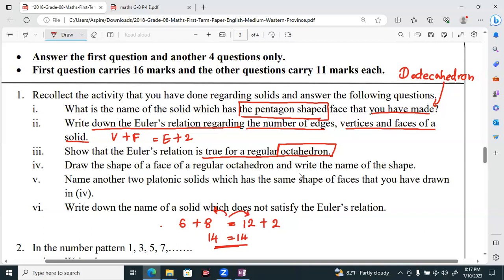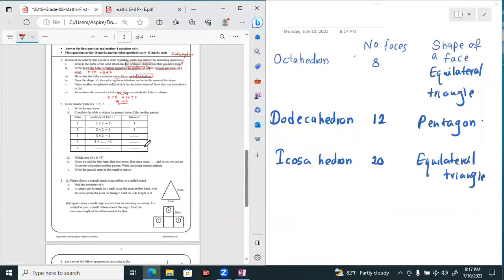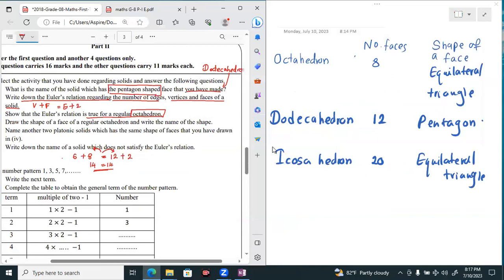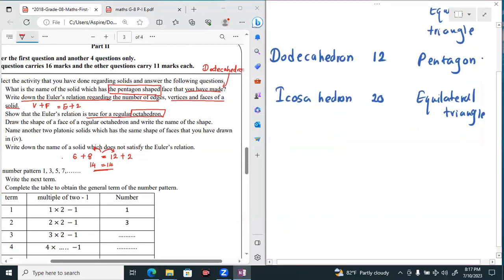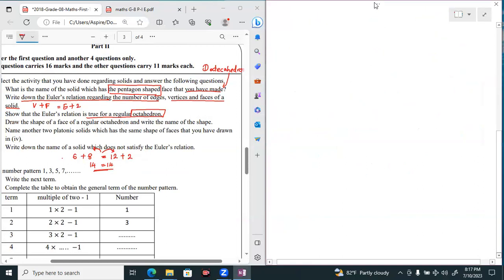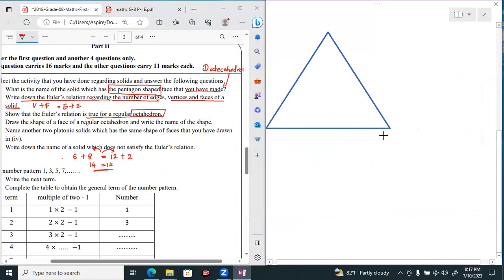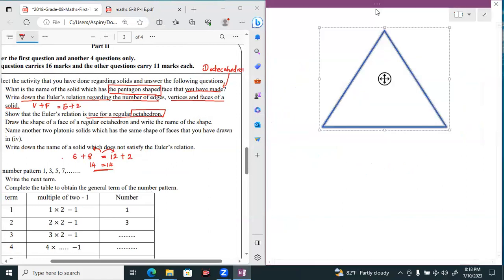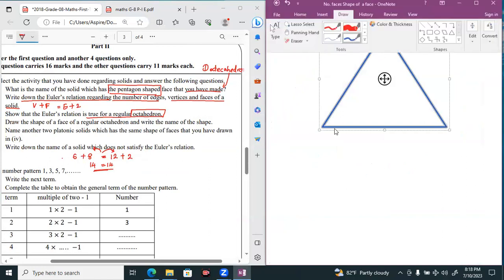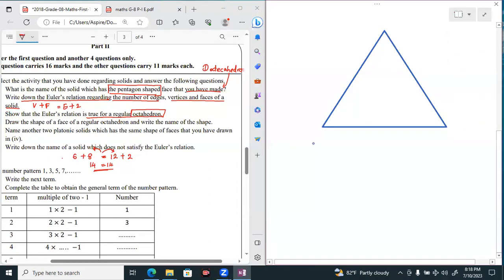Draw the shape of a face of a regular octahedron and write the name of the shape. What is the shape? It is an equilateral triangle. Then you have to draw an equilateral triangle and write its name, equilateral triangle.